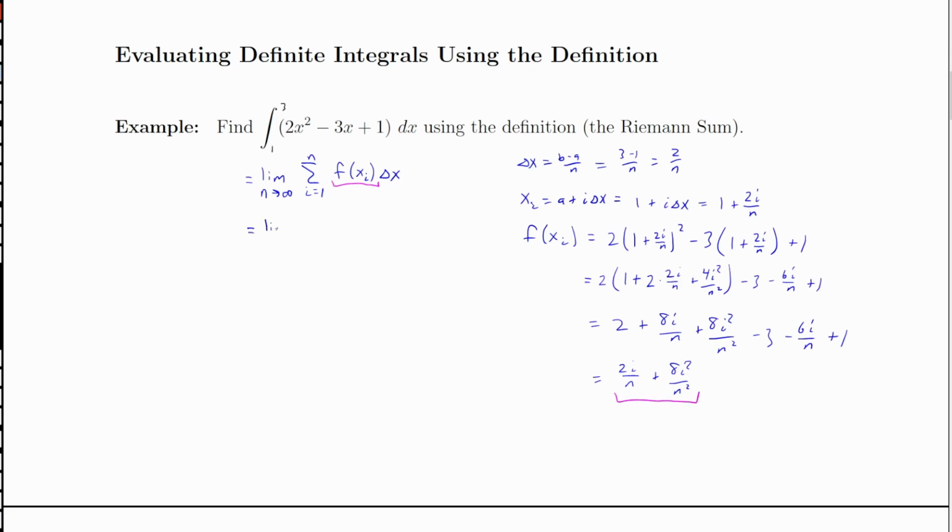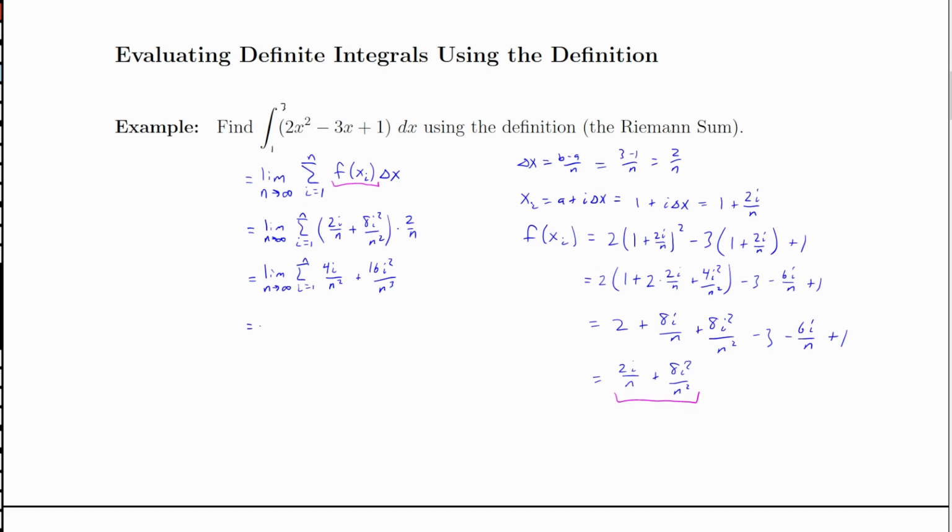So we have the limit as n goes to infinity of the sum from i equals 1 to n of 2i over n plus 8i squared over n squared, times my delta x, which is 2 over n. So I'm going to do a little bit of simplifying. Take that 2 over n and distribute it. So I have 4i over n squared plus 16i squared over n cubed.